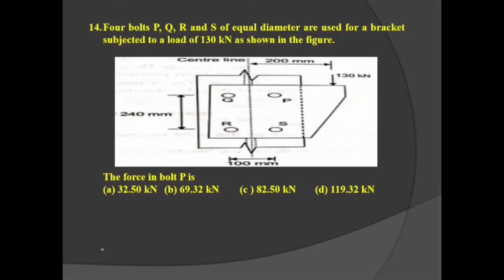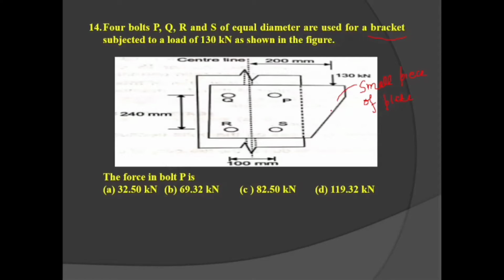So our first, 14th number question is: 4 bolts P, Q, R, S of equal diameter are used for a bracket. Bracket means a small piece of maybe angle, maybe channel. Here a small piece of a plate is used. This bracket is a small piece of a plate, subjected to a load of 130 kilonewton as shown in the figure.